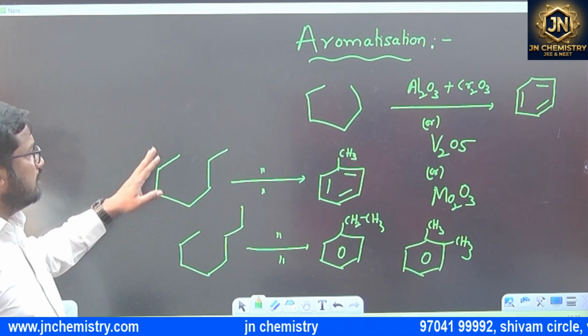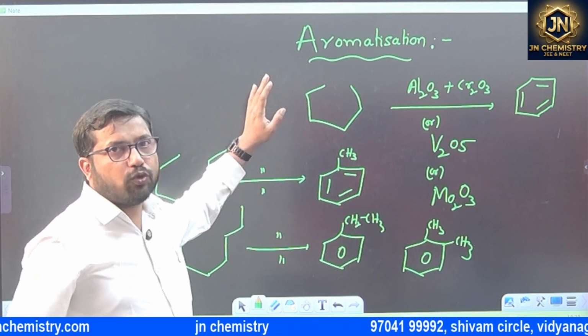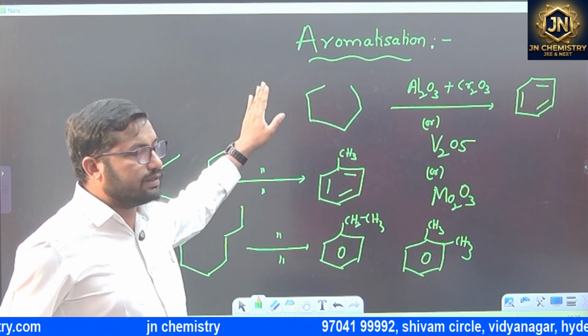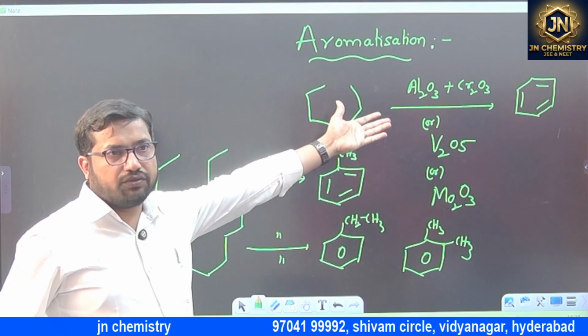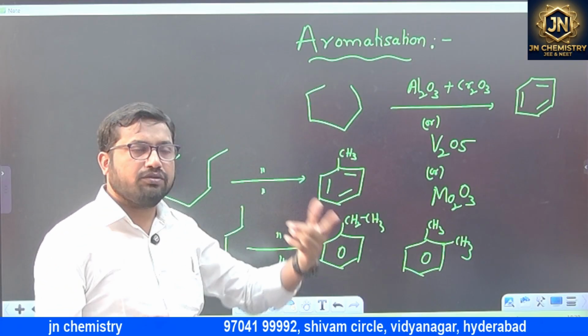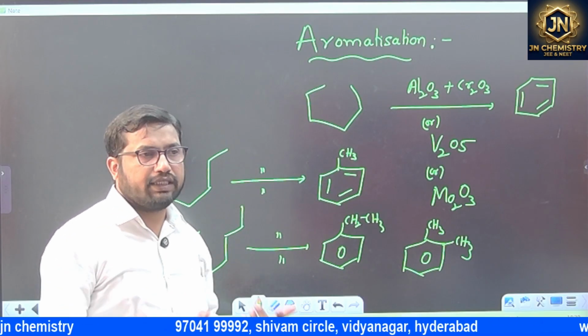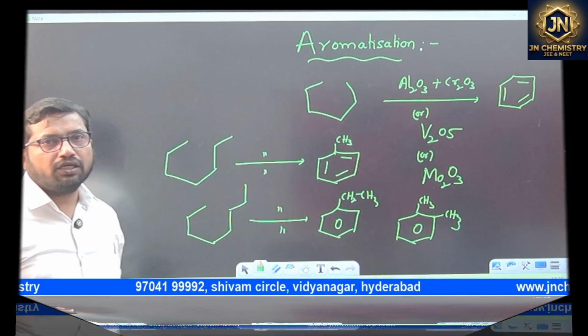Aromatization from, for example, propane is there. Propane on Wurtz reaction will get hexane. Hexane on Al2O3 plus Cr2O3 will get benzene. So from benzene, alkylation, acylation, nitration, anything we can do.